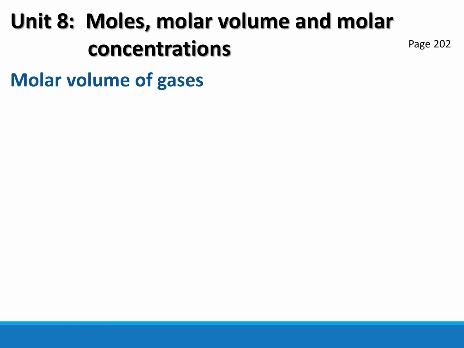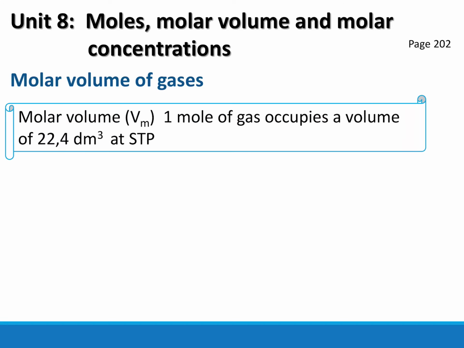One of the things that Avogadro did was he worked very hard on how gases interact with each other and what happens when we have the same amount of gases at equal pressures and volumes. But basically what it comes down to is this: the molar volume. If I have 1 mole of a gas at a system called STP, which I'll explain in a second, every single gas in the world, if it's at STP and we have 1 mole of that gas, it will have a volume of 22,4 decimeters cubed. That means 22,4 liters.